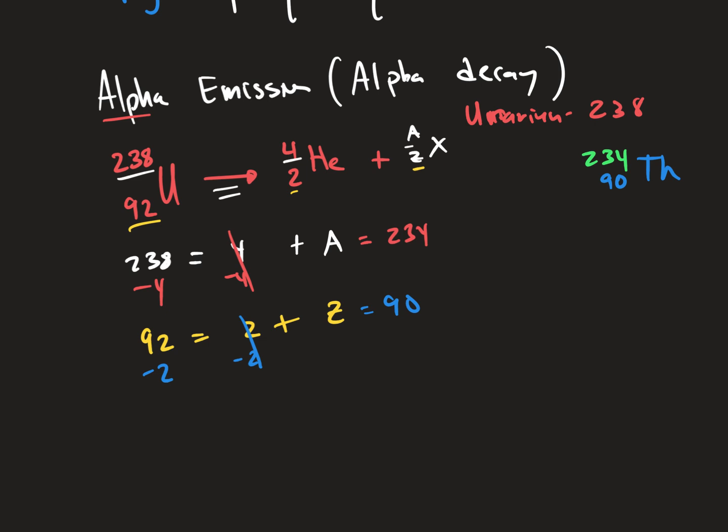And yeah, there's a way to check this, guys, and you should check this. So this is 234, thorium-234. 234 plus 4, is that equal to 238? Yes. Double check it. 90 plus 2, is that equal to 92? Yes. Easy to check. Okay?